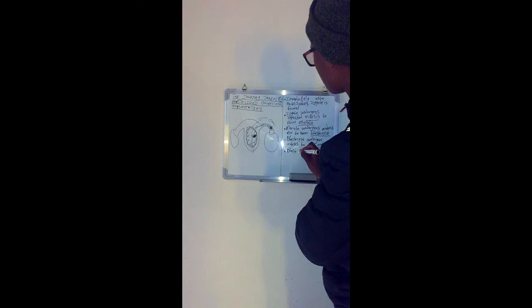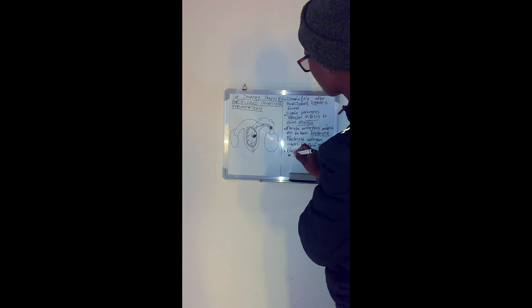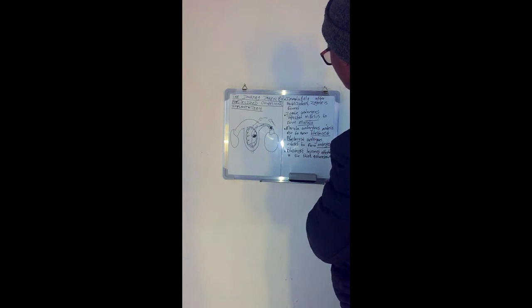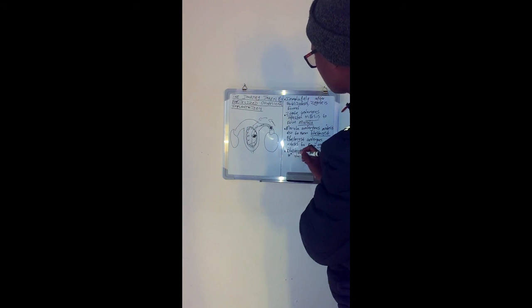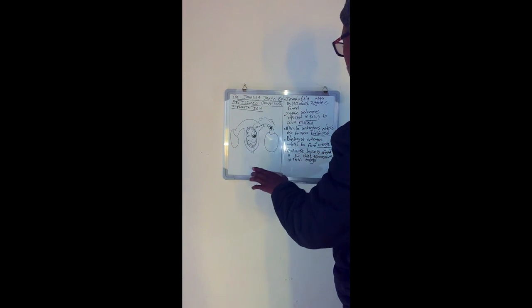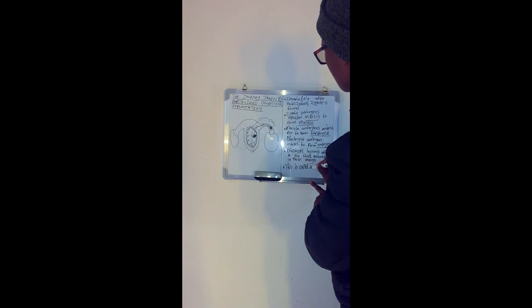So the blastocyst becomes attached to the thick endometrium to form an embryo. So this is what we call implantation.